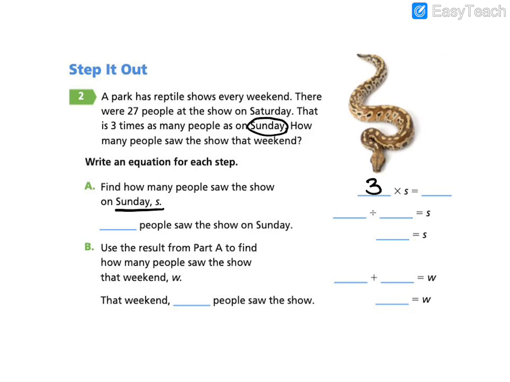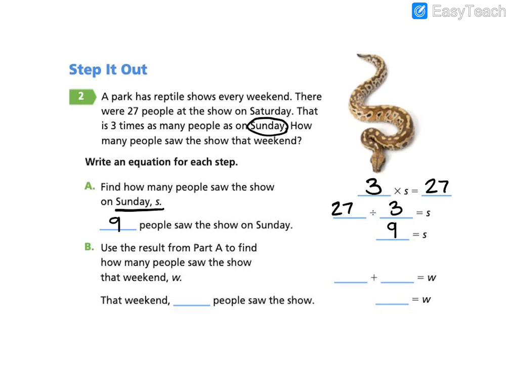3 times as many people as Sunday saw it on Saturday, and that was 27 people on Saturday. It's asking us to use that inverse operation. 27 divided by 3 will tell us how many people saw it on Sunday. And how many people saw the show on Sunday? 9 people saw the show on Sunday.